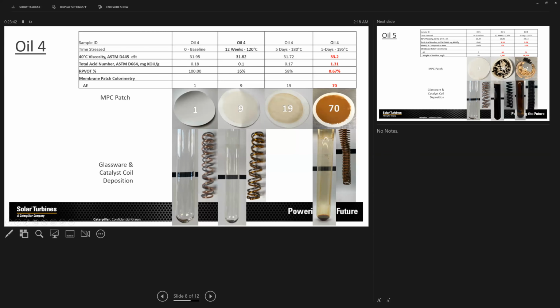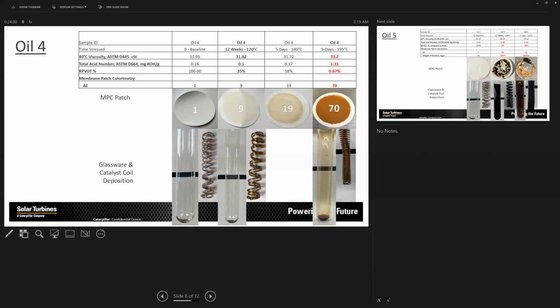Again, this is where we see the MPC has increased sharply to 70, with some amount of deposition on the glassware as well, though compared to some of the previous examples, I would say this is a lower amount of deposition. Again, the antioxidants are almost all gone.